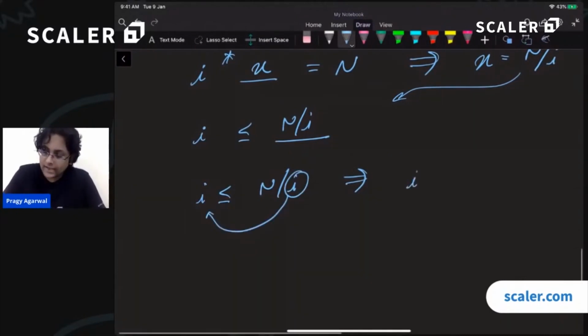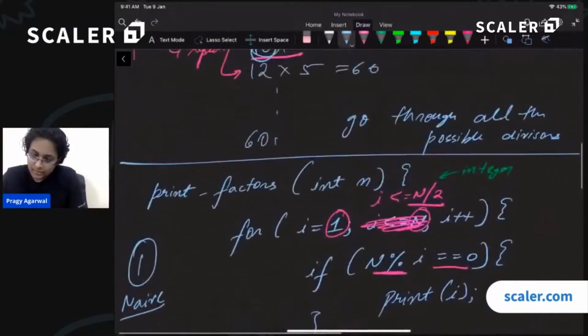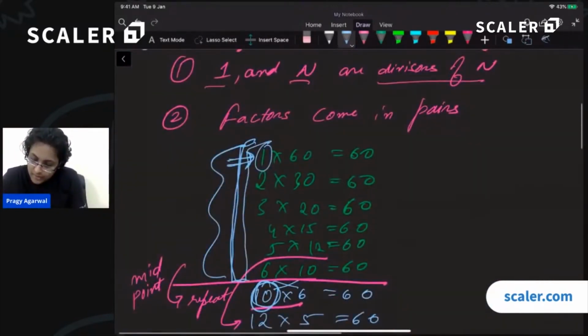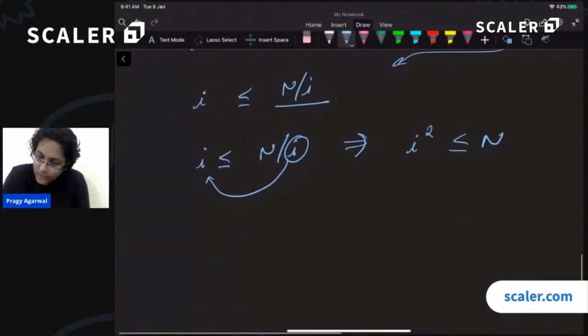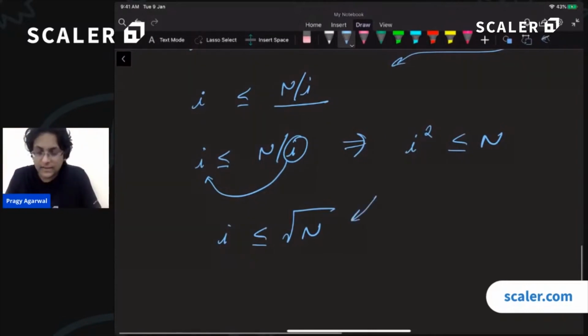Right, so I will get I squared is less than or equal to n. And what does this tell me? This tells me that these numbers must be less than or equal to... So I must be less than or equal to square root of n. Is this part clear? Is this derivation clear? This is very simple. A lot of you might already know this, but it is important where this is derived from. This square root sign is not magic.